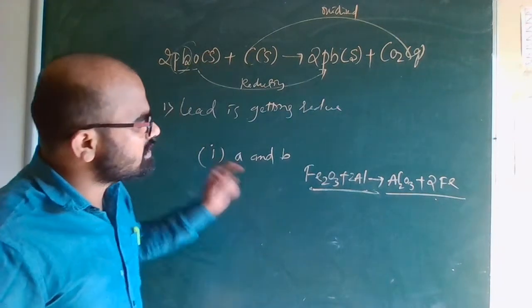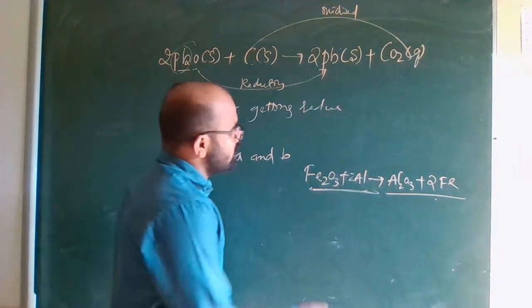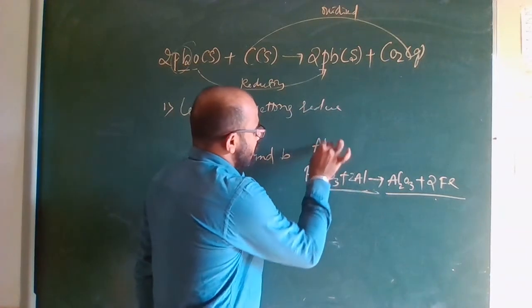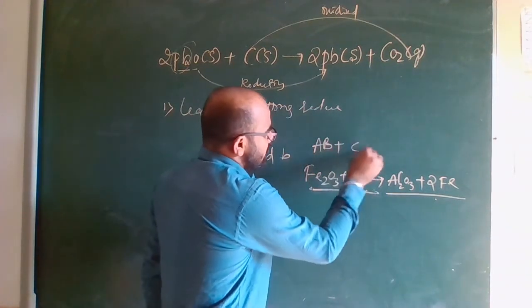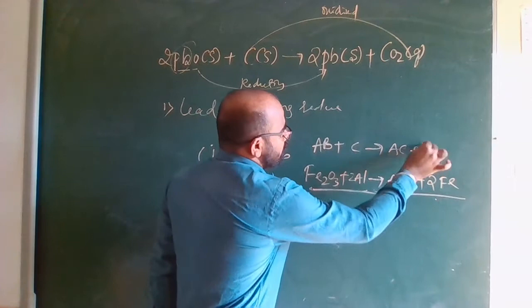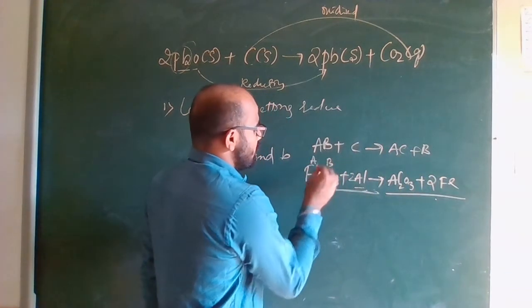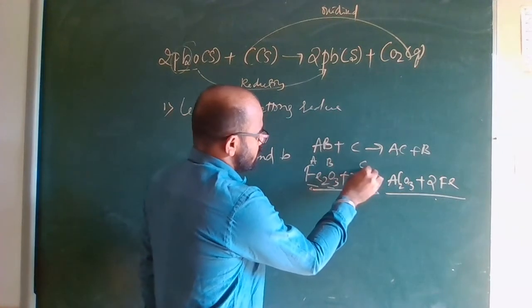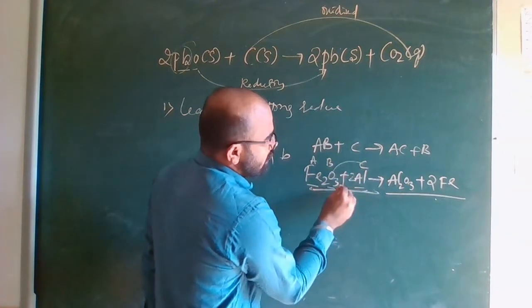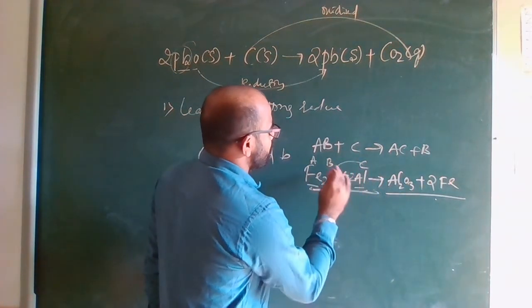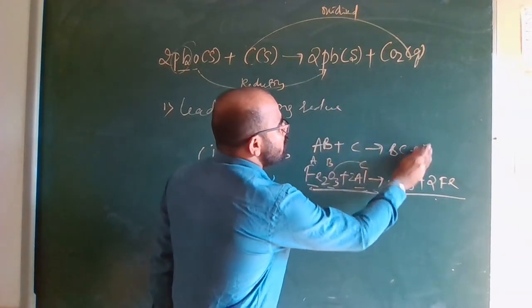So we can see displacement reaction. Can you observe? Is it not like this: AB plus C gives AC plus B. See here, A, B, C. This is A, B, iron oxide, C. So this is going to this side, Al2O3. So we can say BC here, BC plus A.